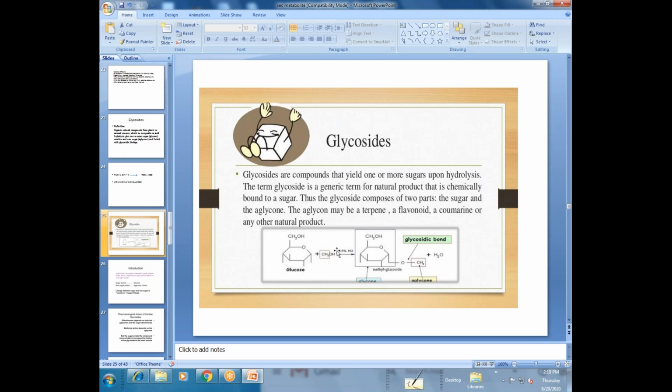This is a glucose and this is an aglycon. The OH group of the glucose and the OH group of the aglycon will interact and form an O-glycosidic bond with the loss of one water molecule. That's what I was trying to explain yesterday. This we call a glycosidic linkage.